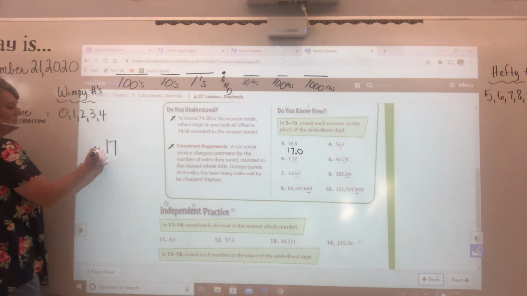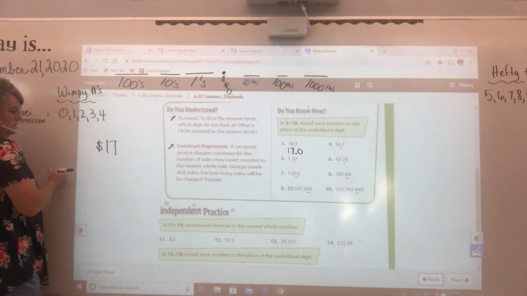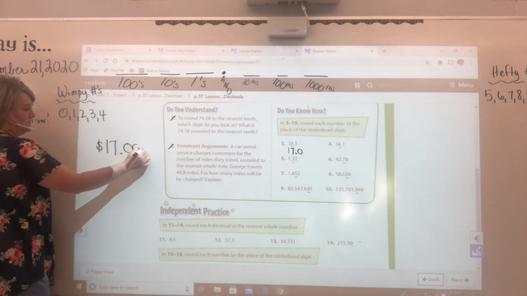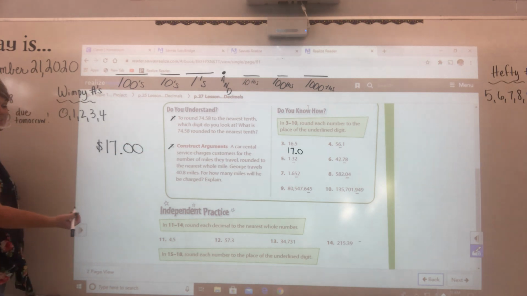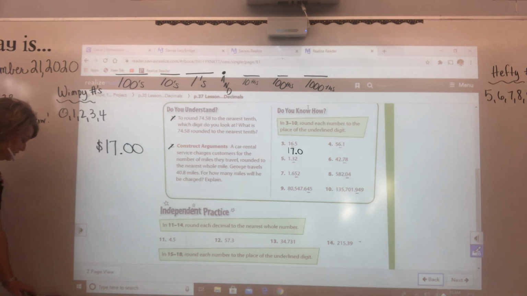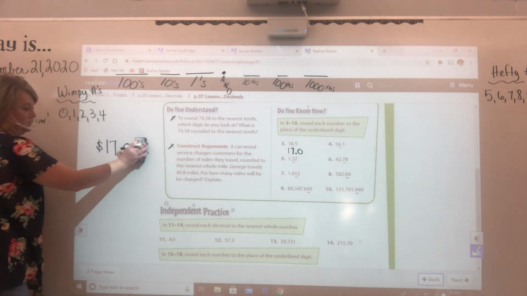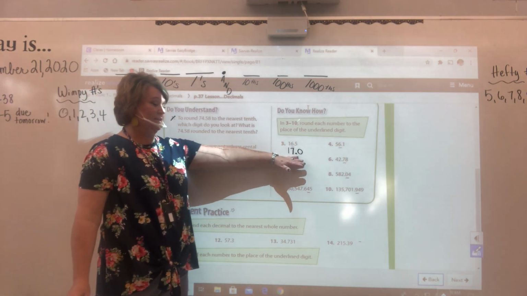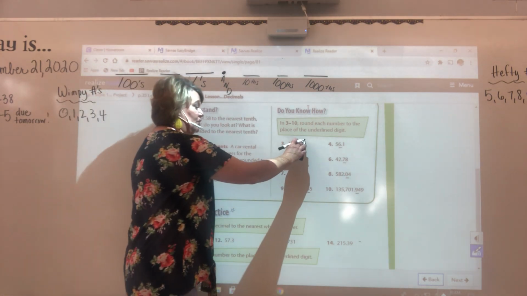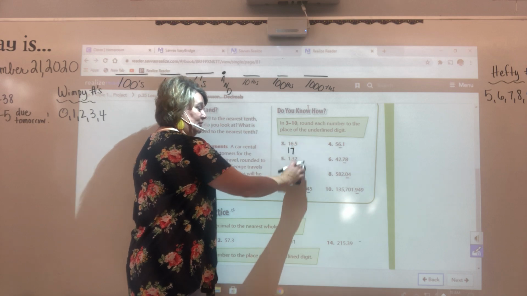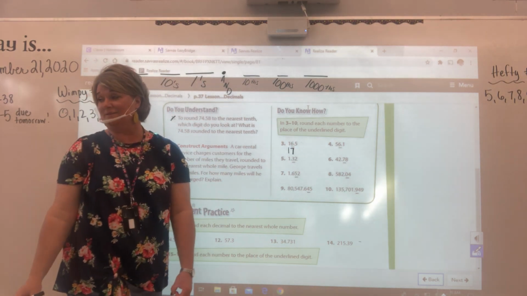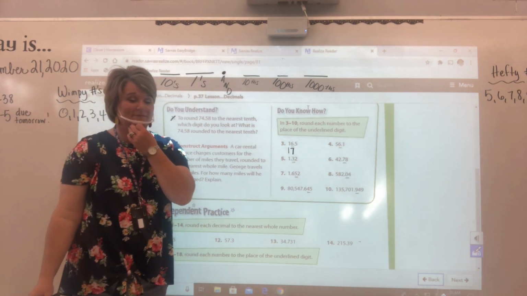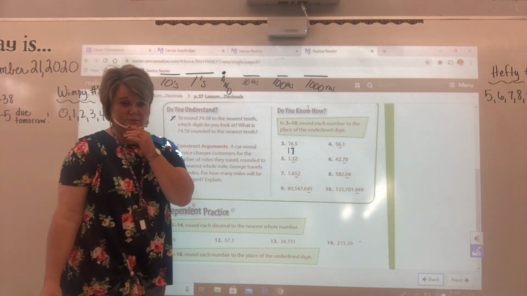17. Let's pretend like this is money. What's this number? $17. What's this number? $17. It's exactly the same thing, isn't it? So you don't really even need the decimal and the 0 at the end. So on this, if you want to write your number like that, great. If you don't want the decimal and 0 at the end, great. They're both the exact same answer. You don't have to have the decimal and 0 at the very end, okay?